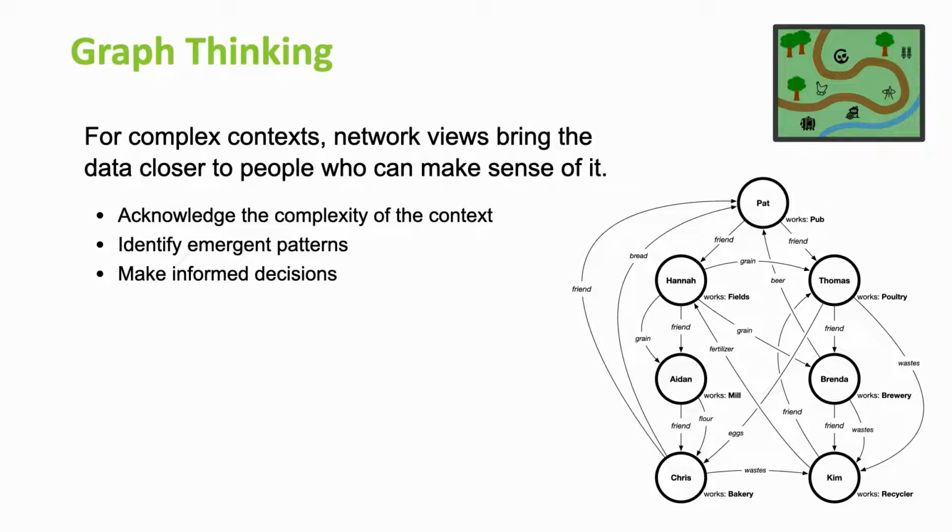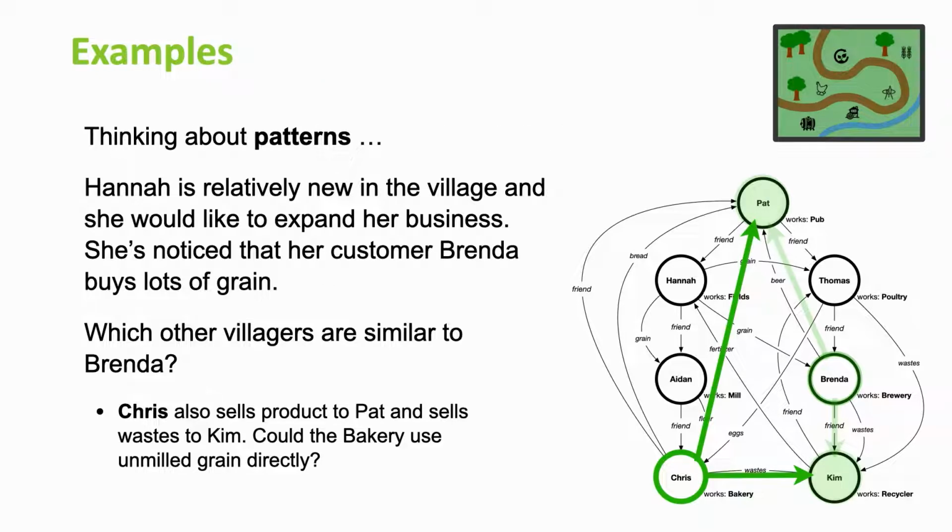Now, the thing is that graphs bring a kind of network view. They bring the data closer to people who can make sense of it. This is acknowledging the complexity of the context. This is about identifying emergent patterns. This is about being able to make informed decisions based on the relationships that exist. That is the essence of graph thinking. Really, it boils down to thinking in patterns. So let's get a couple of examples here.